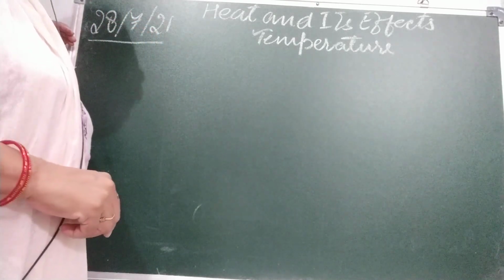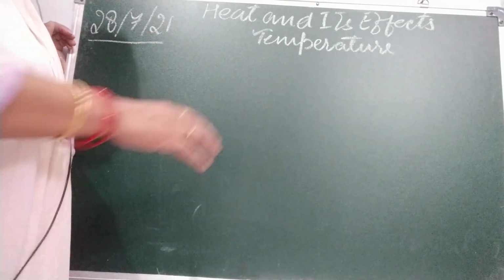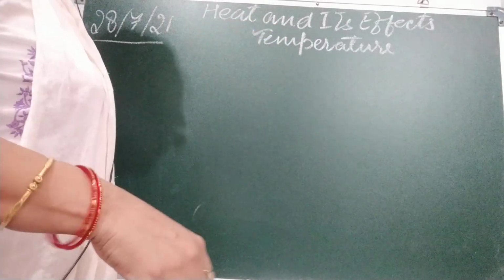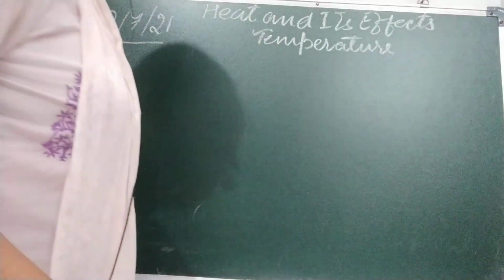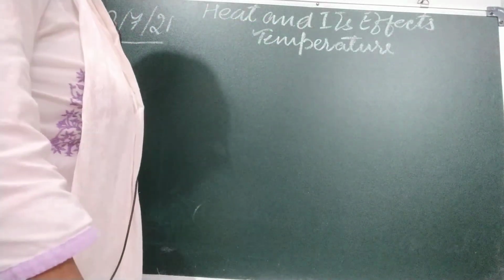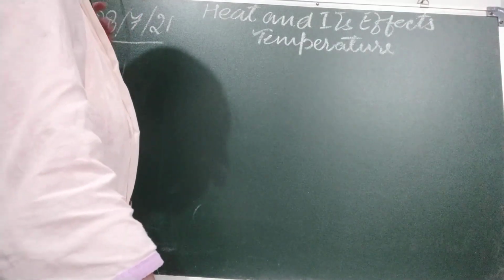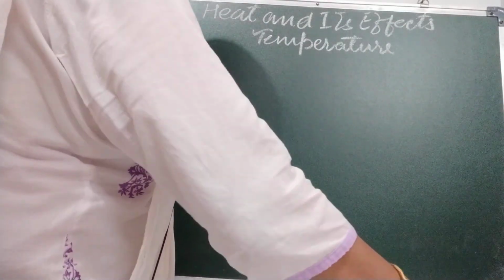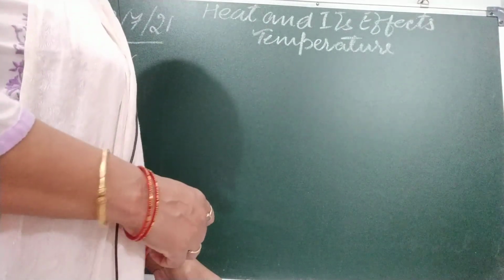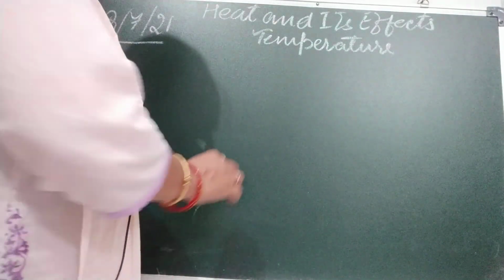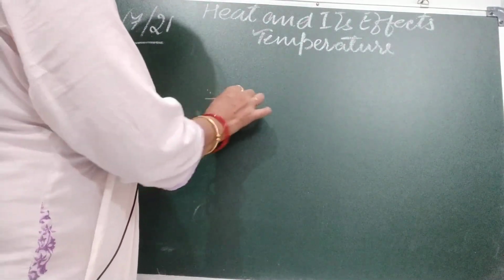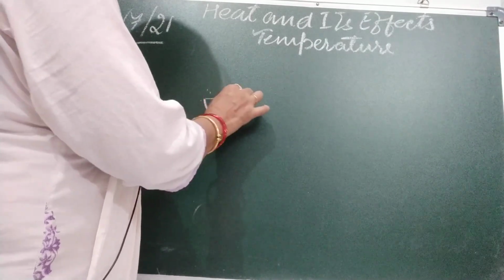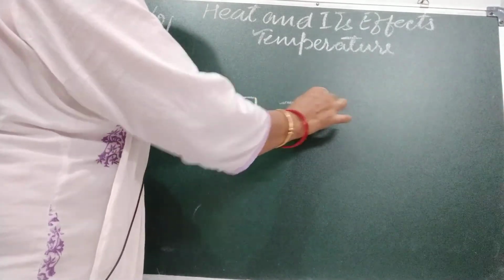Today we are going to discuss temperature, the second part of heat and its effects. To explain what temperature is, I am going to use an activity. We will take 3 bowls or tumblers, anything, and mark them A, B, C.